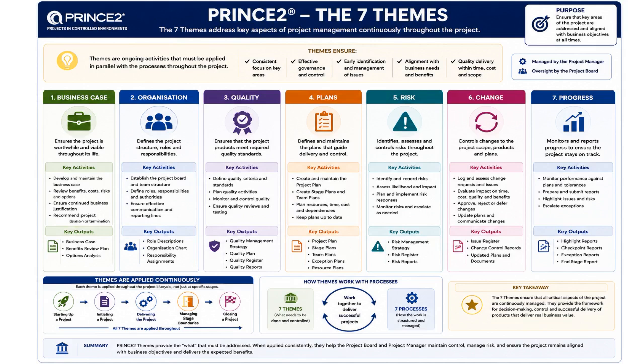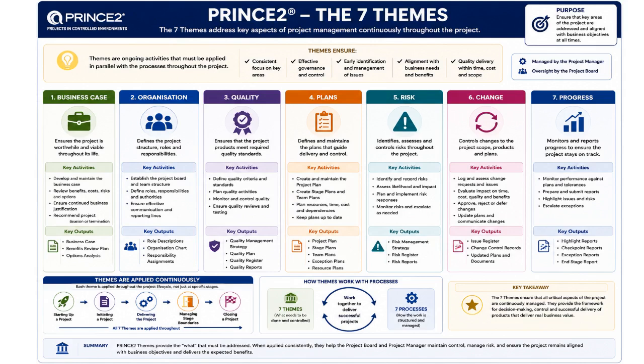The seventh and final theme is progress. This theme focuses on monitoring performance and measuring whether the project remains on track. Progress is assessed against plans, tolerances, milestones, and agreed objectives. Reporting mechanisms such as highlight reports, checkpoint reports, and exception reports provide visibility to stakeholders and governance bodies. Progress management ensures informed decision-making and timely escalation when necessary.